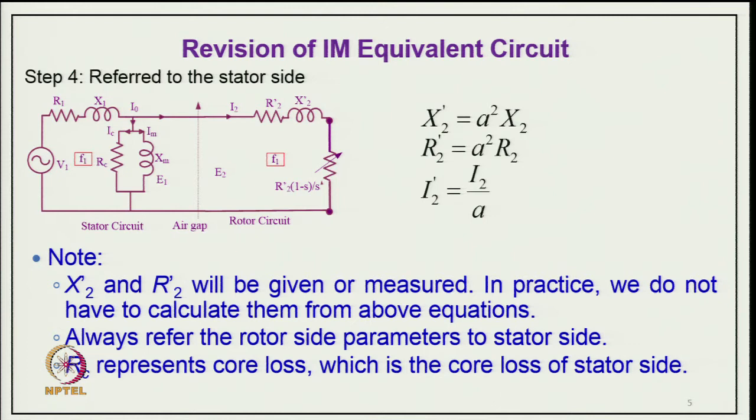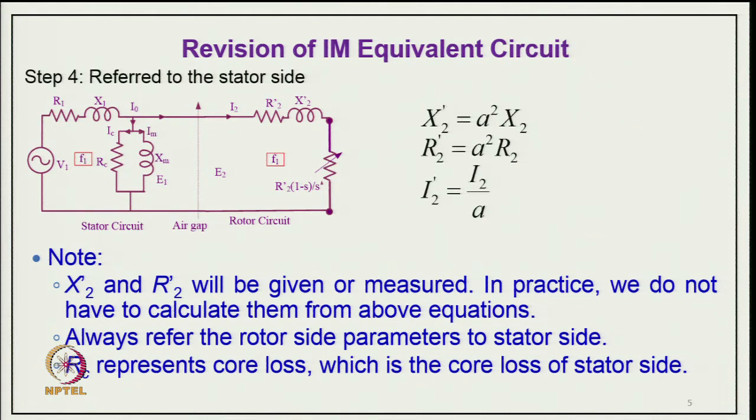Now it is R2 dash, because it is the turns ratio squared: X2 dash equals a squared X2, and R2 dash equals a squared R2, and I2 dash will be I2 upon a. Here a is the effective turns ratio. It does not include only the turns, but also the winding factors of the stator winding as well as the rotor winding, because winding factors include how the winding is distributed on the stator side and the rotor side.